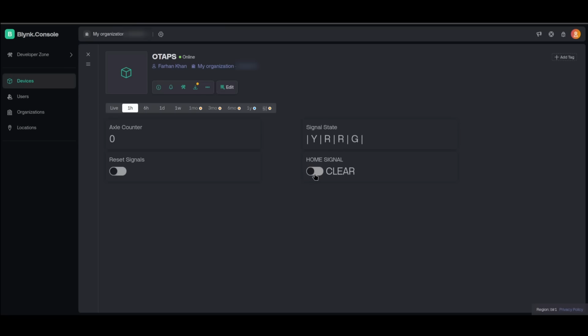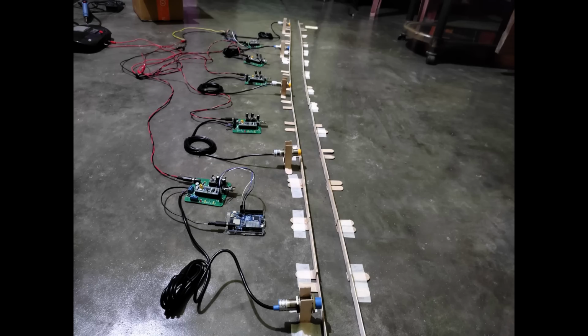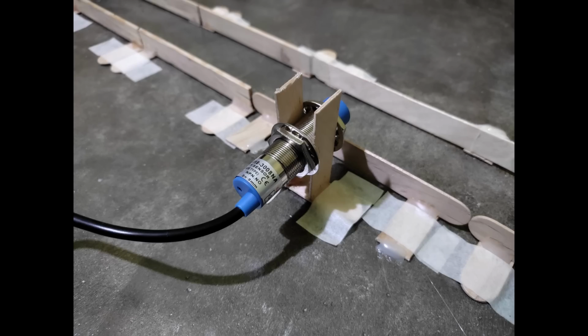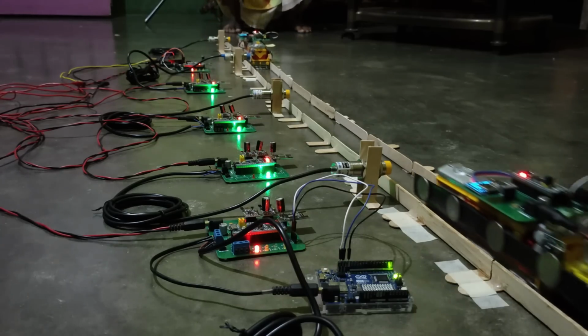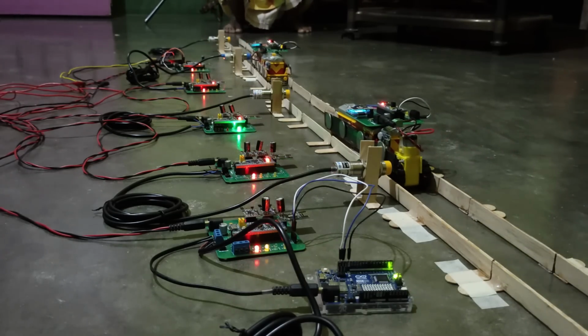Now let's piece everything together and go for one last demonstration. I have put together this setup. The ice cream sticks act as the guide rail for the locomotive. The proximity sensors are mounted at an appropriate height. The signal units count the axles of the locomotive using the inductive proximity sensors.